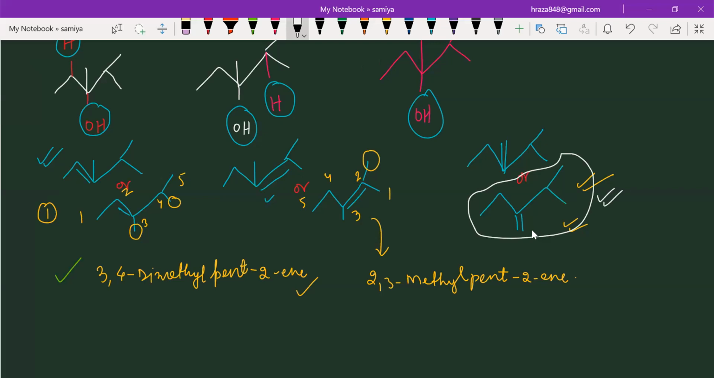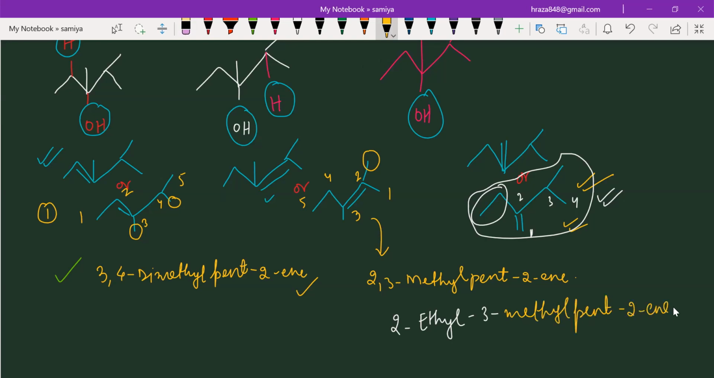No, sir, I couldn't hear you. We are going to give preference to double bonds, so we have just started from here: 1, 2, 3, 4. So its name will be 2-ethyl, and then 3-methyl, and then pent-1-ene, or we can write pentene. Please write it.